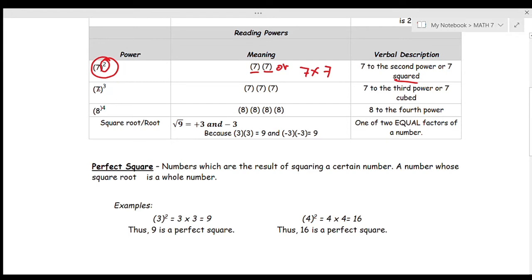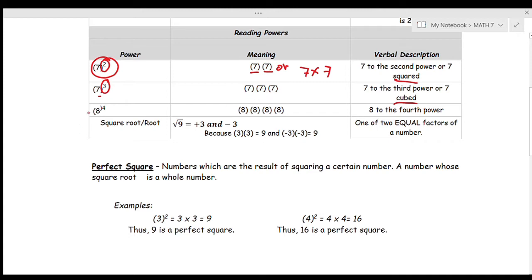So next we have 7 raised to the third power, or 7 to the third power, or can be read as 7 cubed. So this means that we need to multiply the base 3 times by itself. So meaning to say, this small number here at the upper right side of that base, we need to multiply 7 by itself 3 times. So we have 7 times 7 times 7.